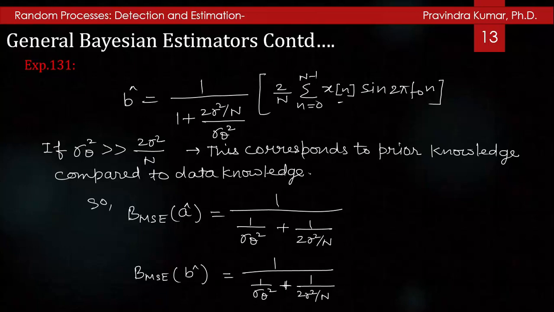and so the Bayesian mean square error of A cap, BMSE of A cap, will be 1 by sigma theta square plus 1 by 2 sigma square by n, and BMSE of theta cap will be 1 by sigma theta square plus 1 by 2 sigma square by n. It is interesting to note that in the absence of prior knowledge in the Bayesian linear model, the MMSE estimator gives the same form as the MVUE, minimum variance unbiased estimator, for the classical linear model.